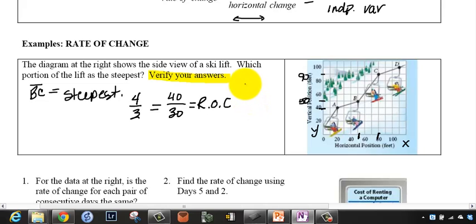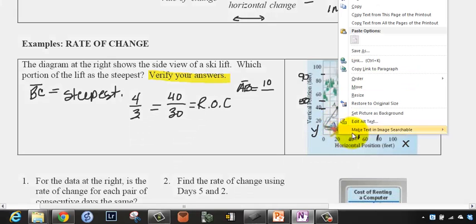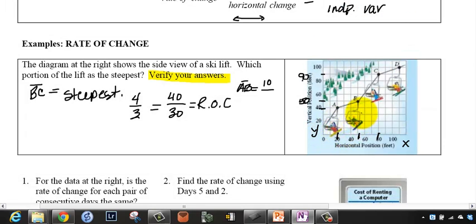So if we did a quick little calculation here, from A to B, we're going to have a vertical change of 10, and our horizontal change is going to be from 20 to 50, which is a change of 30. Again, we can quickly reduce this down: from A to B, it's 1/3. So we're going up 1 unit, in this case feet, for every 3 feet that we go horizontally.